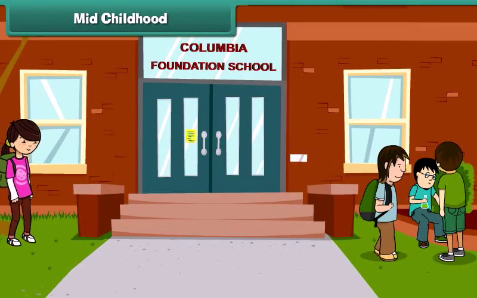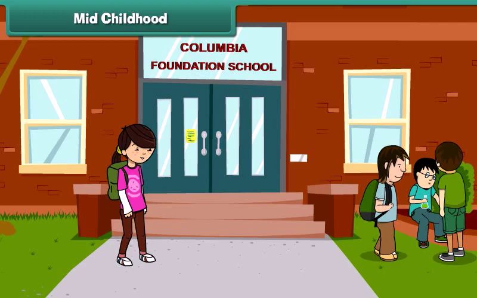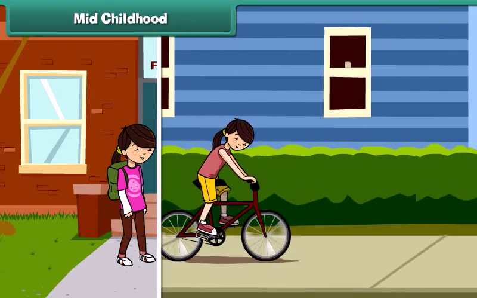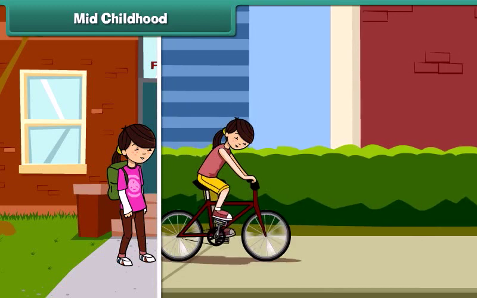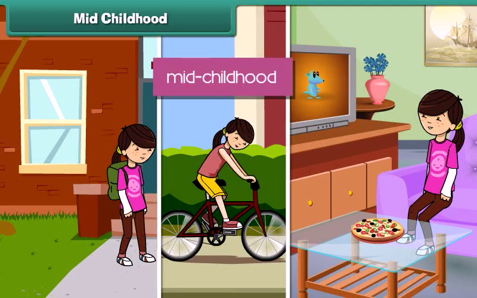Friends, look. Moni is now going to school. She is grown up now. In the evening, she rides on her bicycle. She also likes to watch cartoon movies and comedy shows on television. This is her mid-childhood stage.